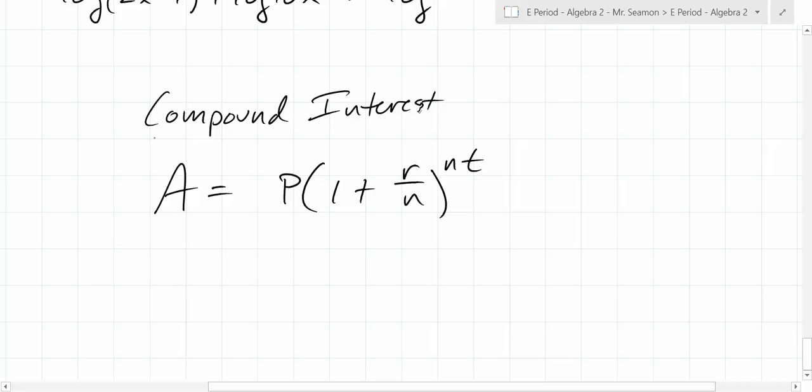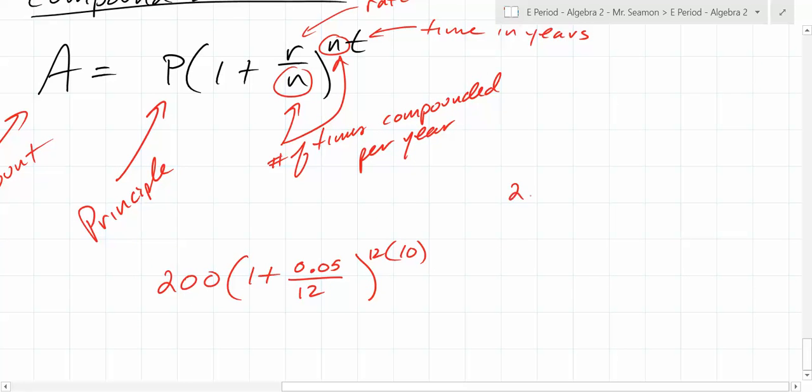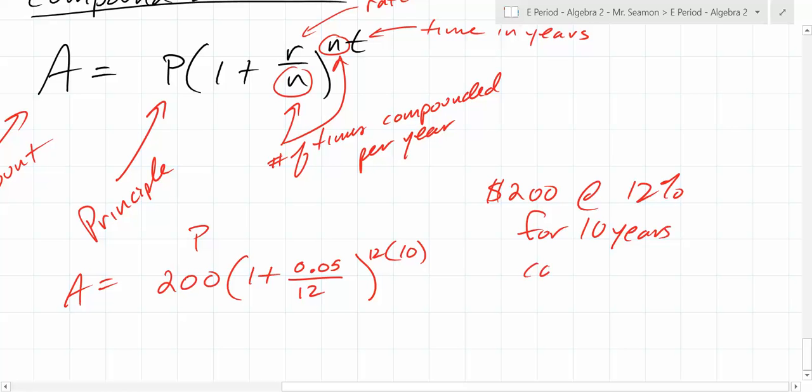Well, we're branching out. Compound interest. Can anybody explain to me what compound interest is? He said it has to do with money. So what is this? This is $200, that's P. This is A, we're solving for it. $200 at 12% for 10 years. Compounded how often did I say? Monthly, yep. Oh, 5%, sorry. Thank you, Zoya. $200 at 5% for 10 years compounded monthly.